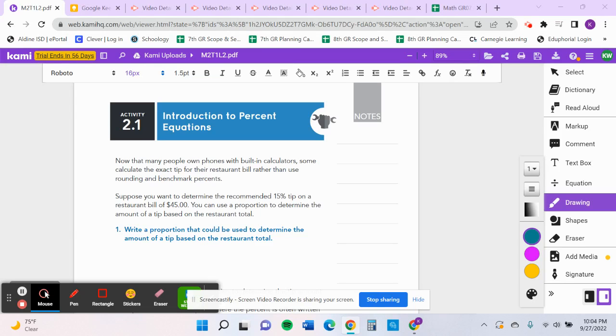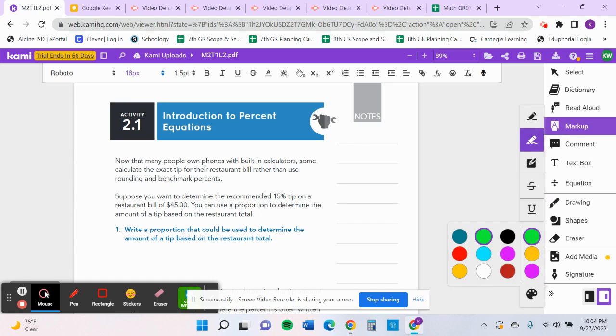Welcome. This is Module 2, Topic 1, Lesson 2, Activity 2.1. In this activity, we'll be introducing the percent equation. To get us started, go ahead and read the first two paragraphs. Pause here.